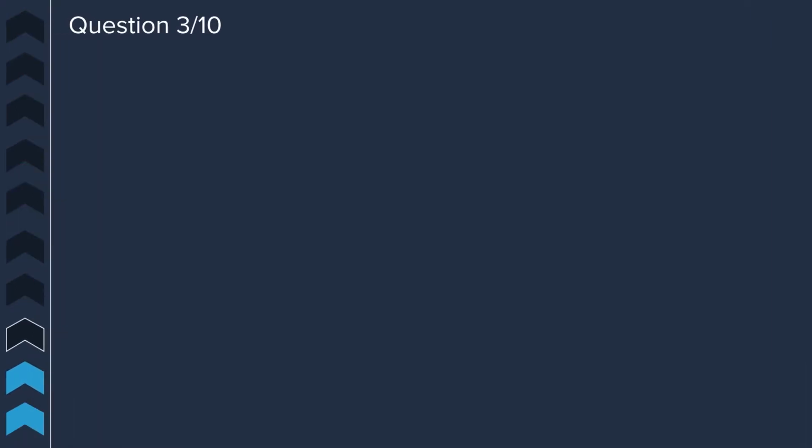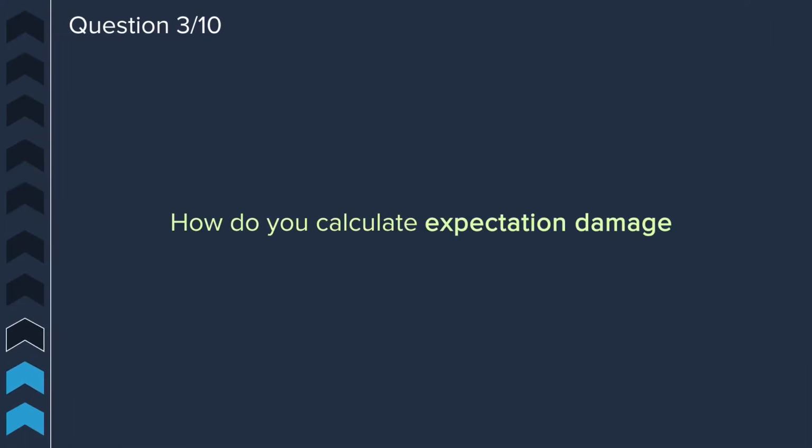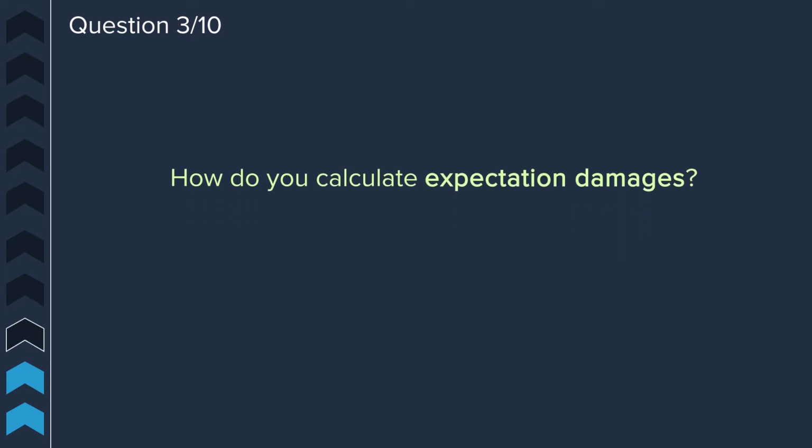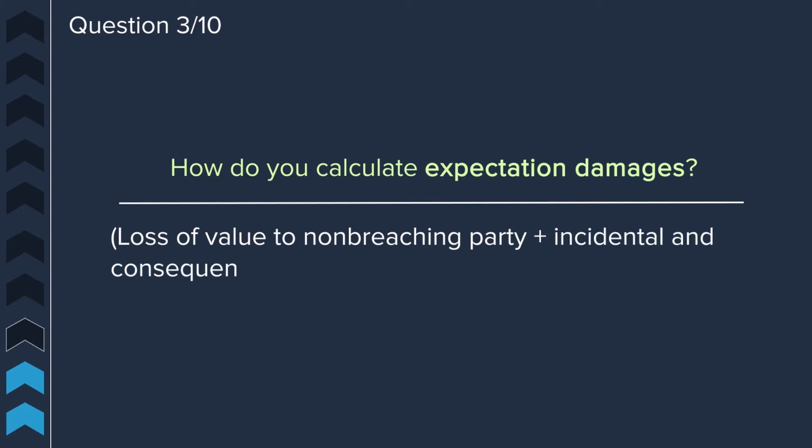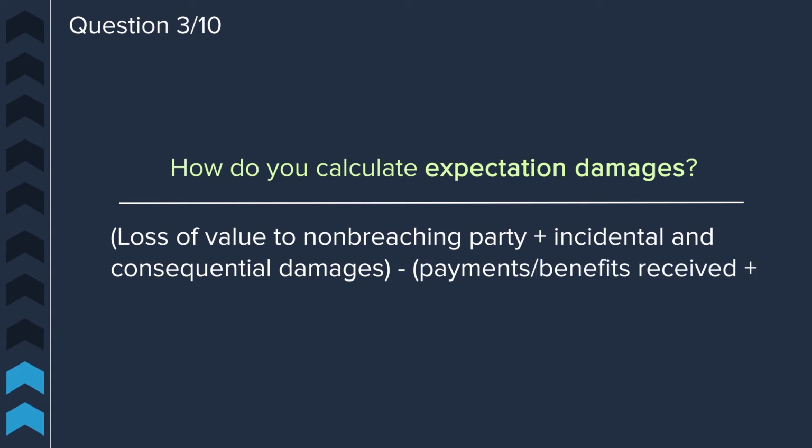Question 3. How do you calculate expectation damages? Expectation damages are equal to the loss of value to the non-breaching party plus incidental and consequential damages minus payments and benefits received plus any cost saved as the result of the breach.